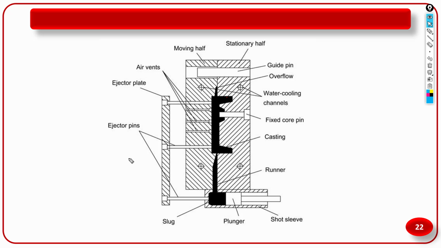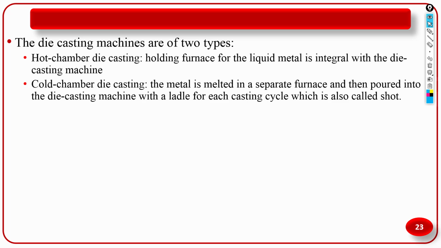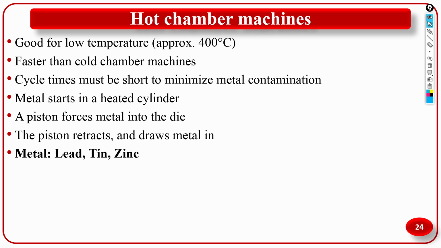So what are the advantages? Let us see about die casting. Die casting is of two types: hot chamber and cold chamber die casting. What is the meaning of hot chamber die casting? What is the meaning of cold chamber die casting? Let us see the diagram first of all.